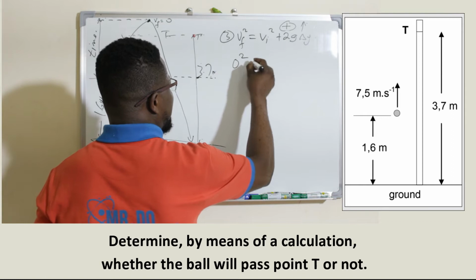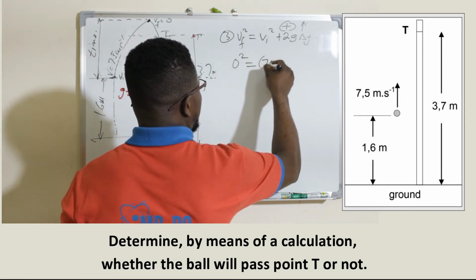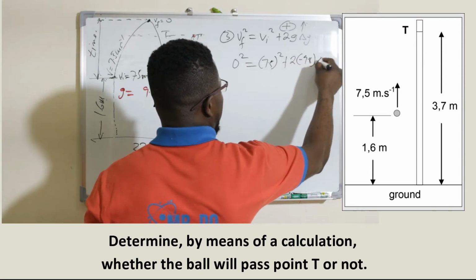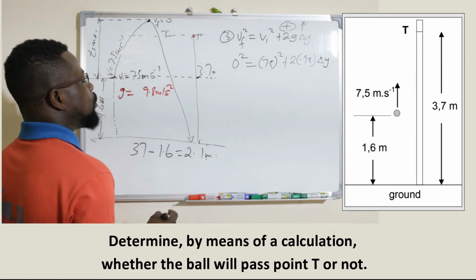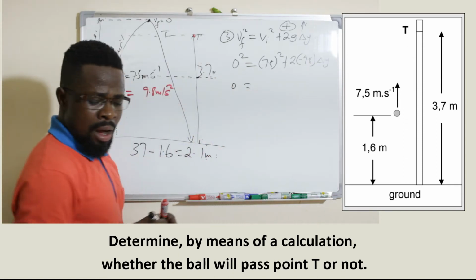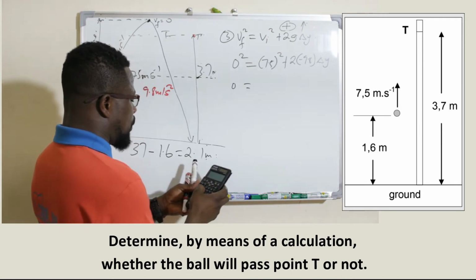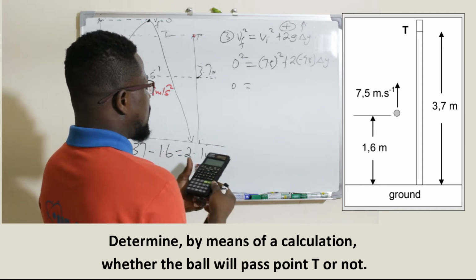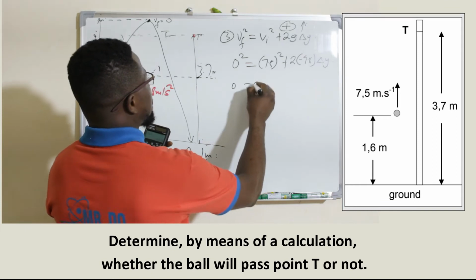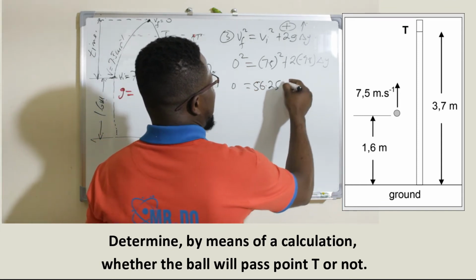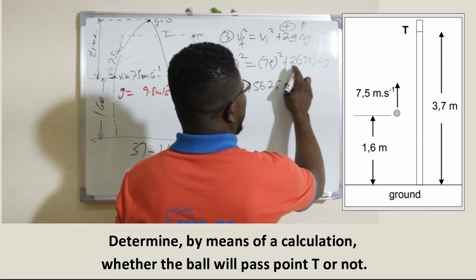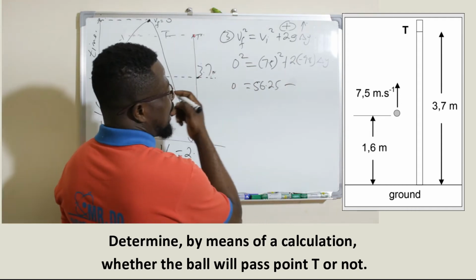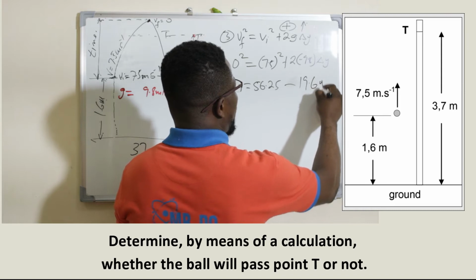This will become 0 squared equals 7.5 squared plus 2 multiplied by negative 9.8, and then multiplied by delta y. So 0 equals, let's square 7.5: 7.5 squared gives 56.25. So this is 56.25 plus, if I multiply this by that, positive times negative gives a negative value, and that is negative 19.6 delta y.